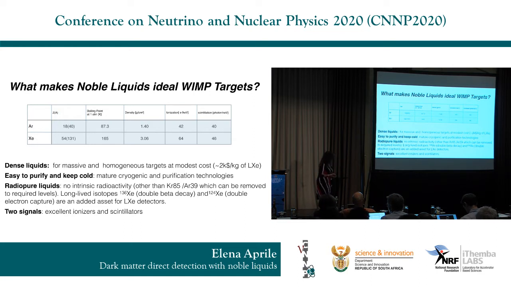And finally, of course, the advantage is that they are dense, and this allows you to make a very massive detector at a relatively modest scale and also modest cost, because even if you take into account the fluctuating price of xenon, or even argon when you have to clean it from argon-39, even a few $1,000 per kilogram is a relatively advantageous cost with respect to other targets.